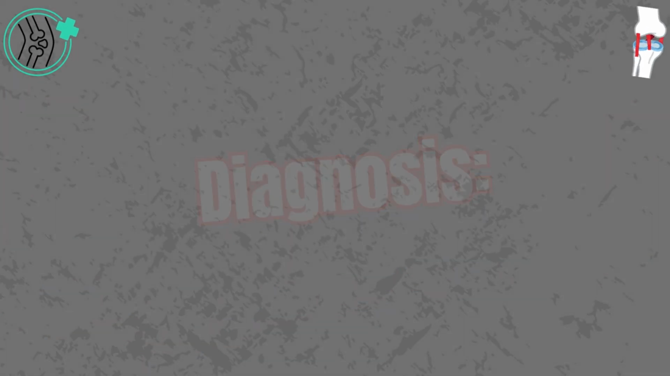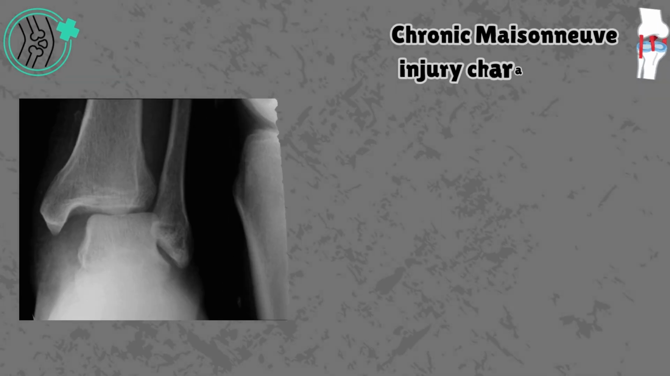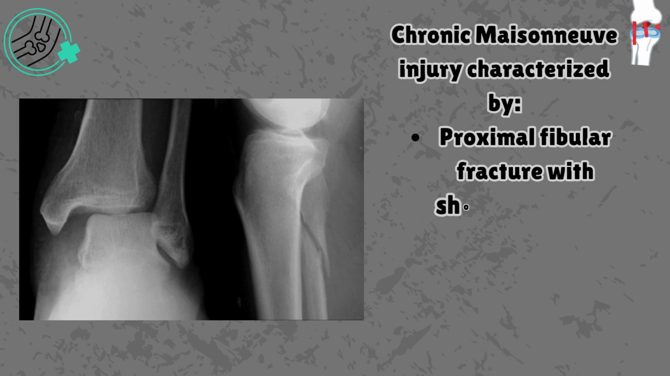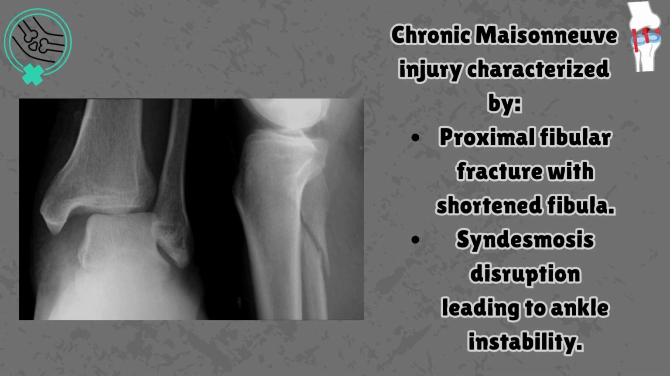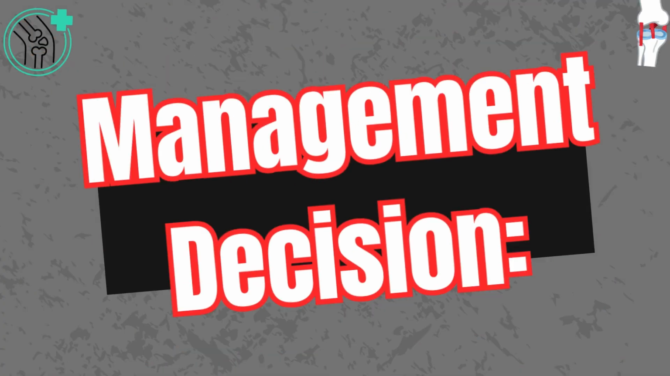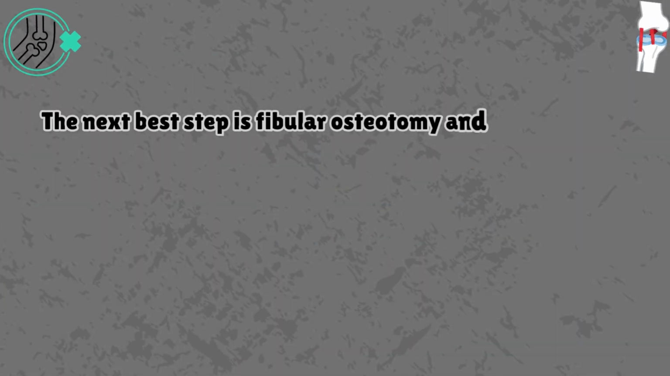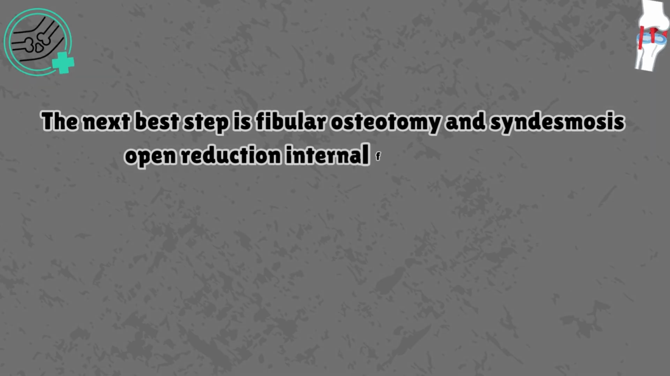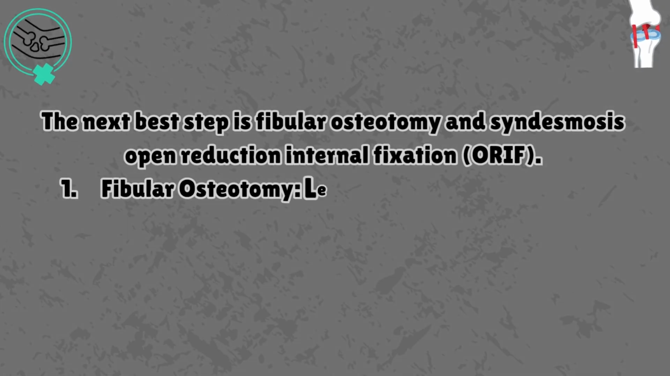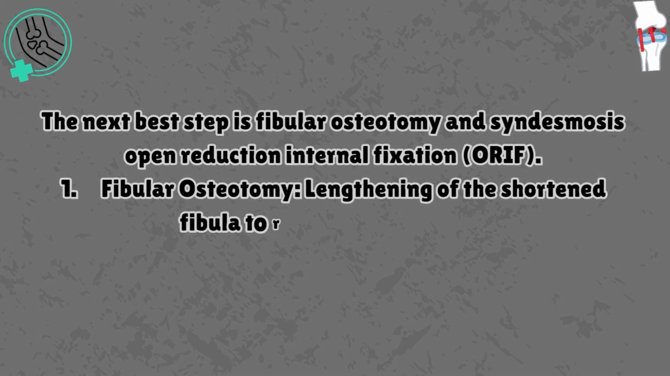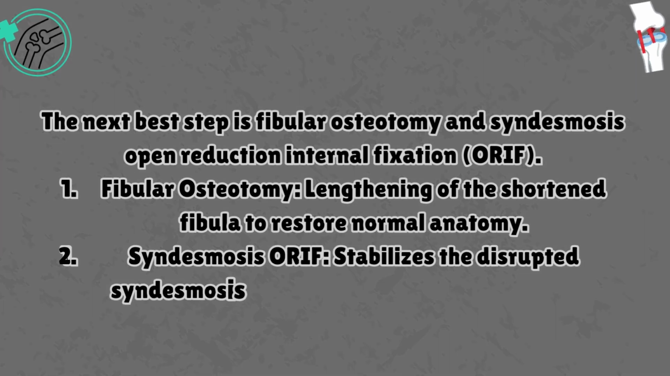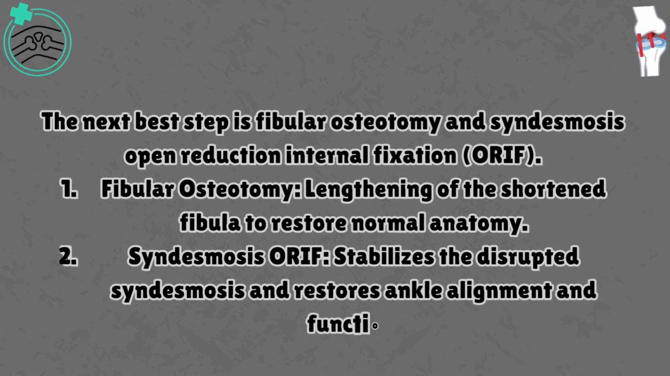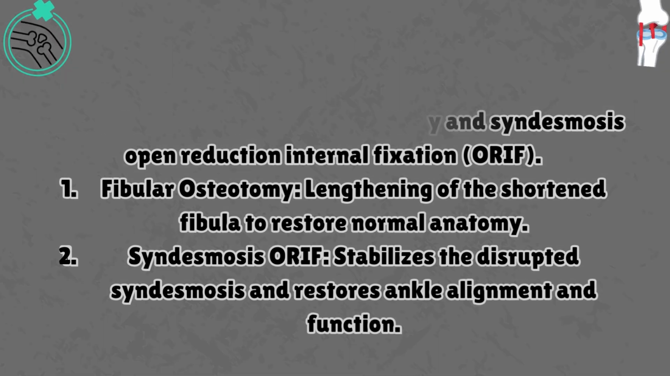Diagnosis: chronic Maisonneuve injury characterized by proximal fibular fracture with shortened fibula, syndesmosis disruption leading to ankle instability. Management decision: the next best step is fibular osteotomy and syndesmosis open reduction internal fixation. Fibular osteotomy, lengthening of the shortened fibula to restore normal anatomy. Syndesmosis open reduction internal fixation stabilizes the disrupted syndesmosis and restores ankle alignment and function.